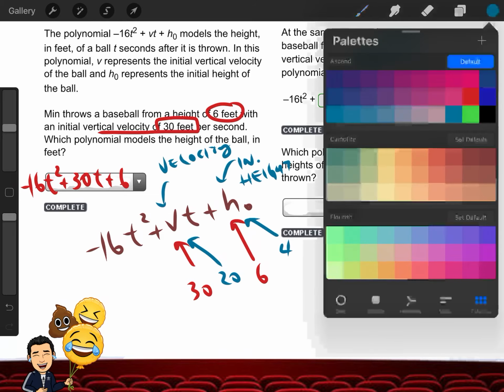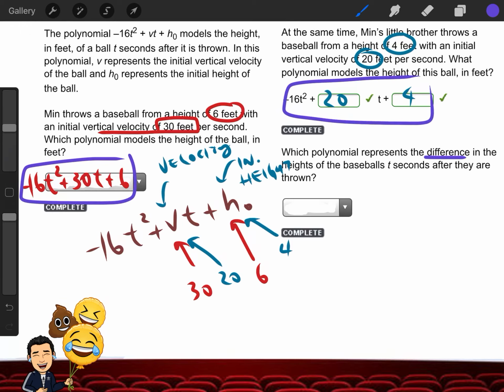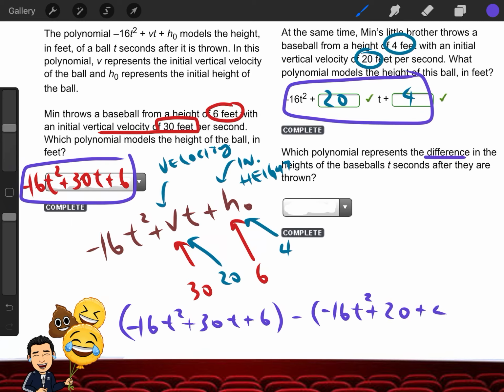So last one, you just have to combine these two. Oh no, sorry, let me read this, the difference. Okay, so you're going to have to subtract one from the other. So what you're going to do here is use the first equation to subtract the second equation. Okay, so here we are, negative 16t squared plus 30t plus 6. You're going to be subtracting the second equation, so plus 20 plus 4.